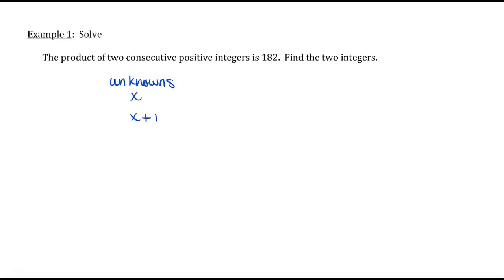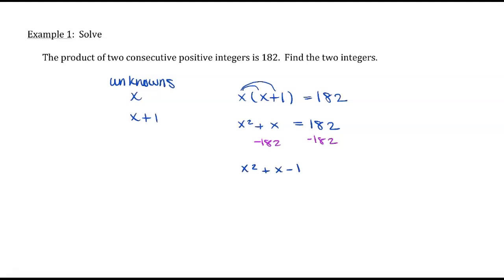We know that the product is 182, so we can write the equation x times x plus 1 is equal to 182. Multiplying on the left, we have x times x, or x squared, and x times 1, or positive x. Subtracting 182 from both sides of this equation will give us a quadratic equation in standard form. We'll have x squared plus x minus 182 equals 0.